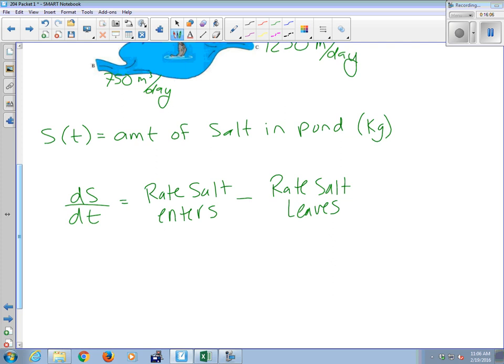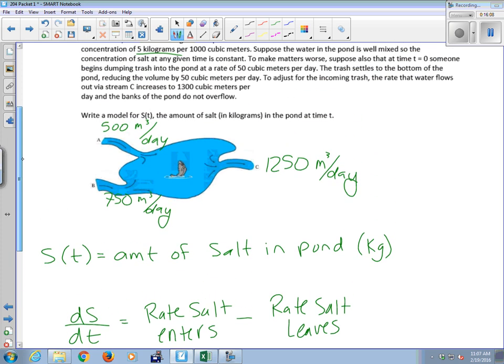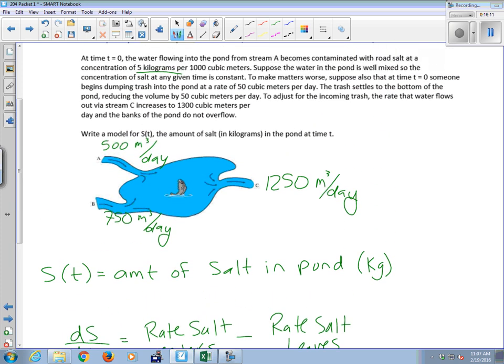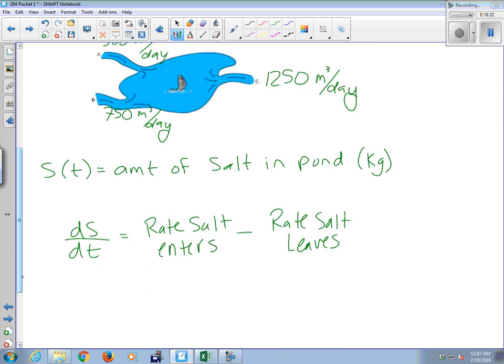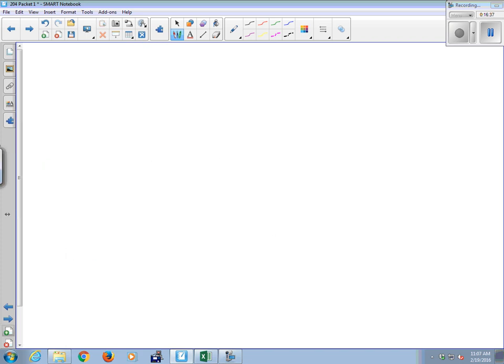All right, how fast is salt entering the pond? 5 kilograms per 1,000 cubic meters. Okay, 5 kilograms per 1,000 cubic meters, but dS/dt, what's my unit on t here? Time, or days, yeah. So I need to know how many kilograms per day are going into the pond. 2.5, or 5 over 2. Good. Let me write it out on the next page how we get that.